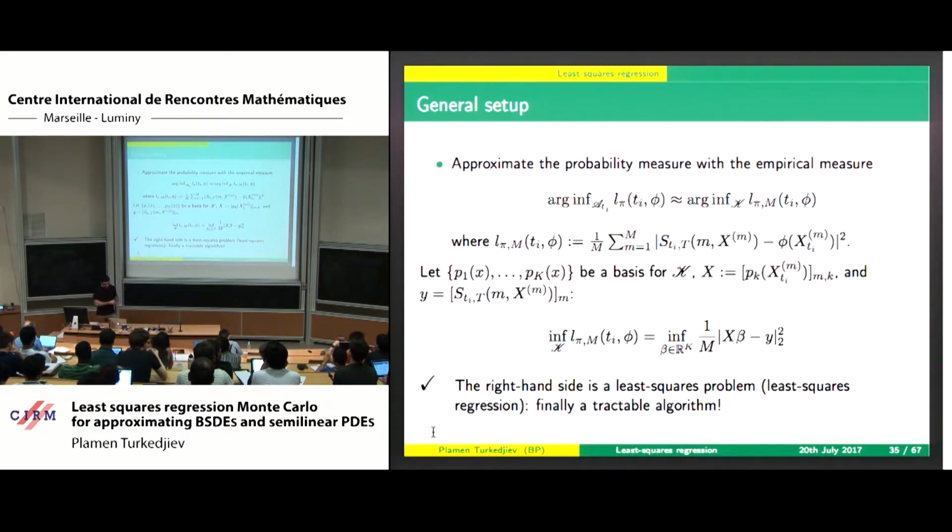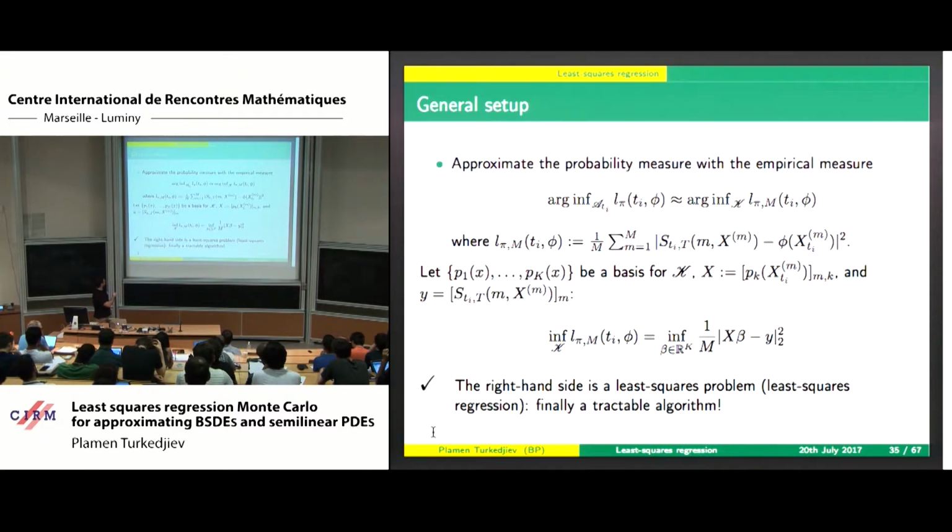So now, finally, what we can do is simplify my notation. I'm going to write a matrix X whose rows are the samples of the process X at time ti, and whose columns are the values of the different basis functions that I've used to represent my linear approximation space.